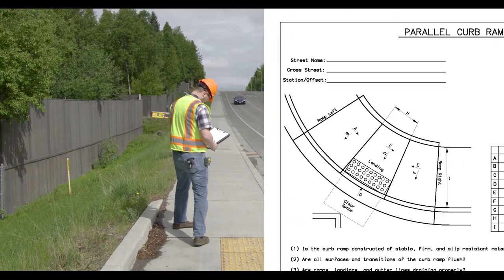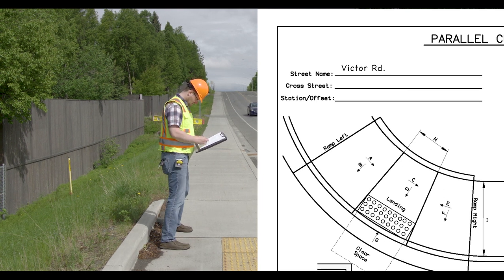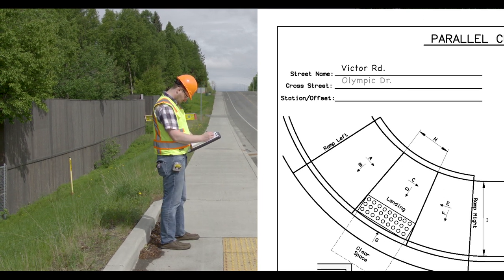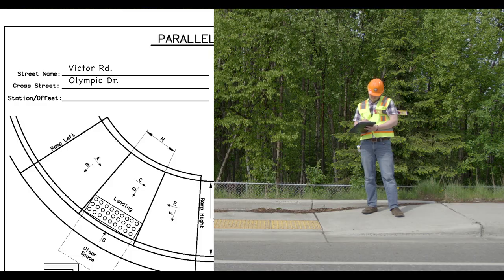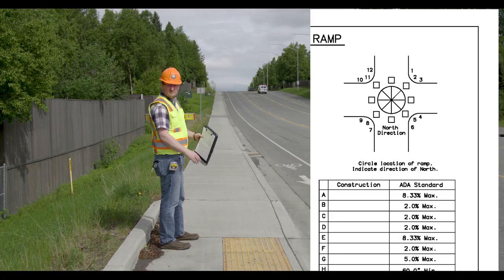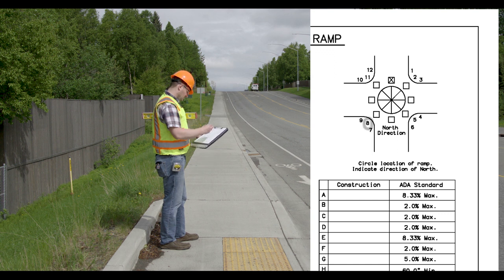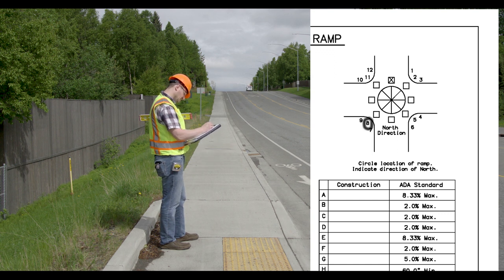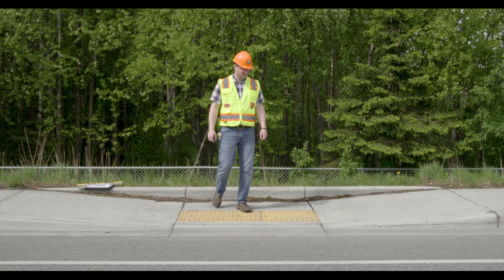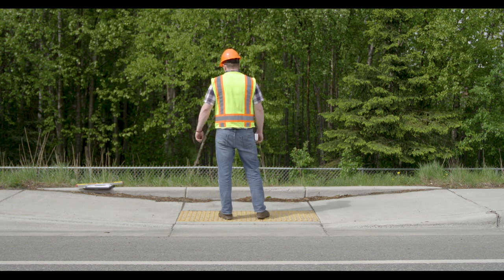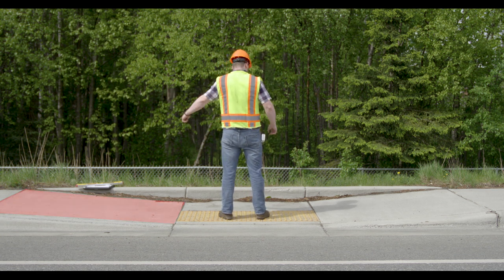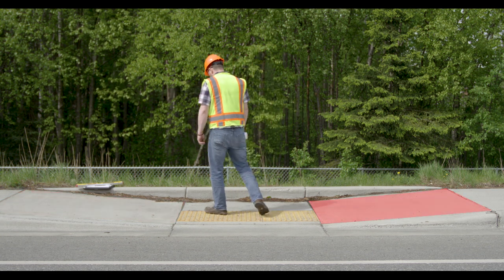Identify the main street you are on and record. Identify the cross street and record. Record the station offset. Notate the direction of north on your data sheet and circle the ramp location. Begin with your back to traffic and identify the left ramp and right ramp.